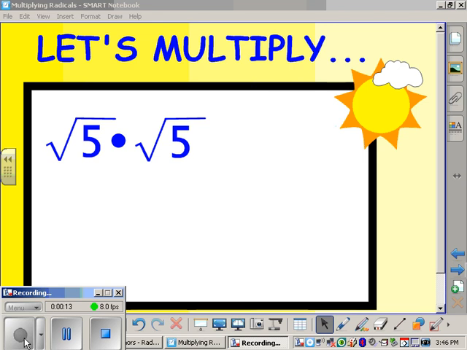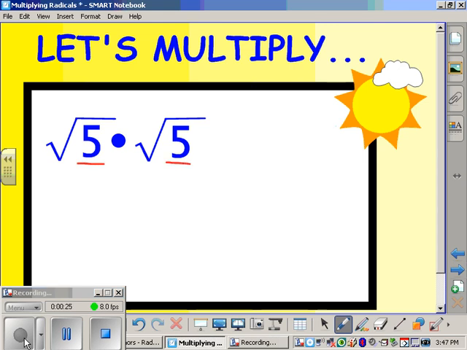This first problem says radical 5 times radical 5. When you're multiplying radicals, you can simply multiply the numbers under the radical symbols together and then simplify from there. So let's multiply 5 times 5, giving us 25 under the radical symbol. Now we will simplify radical 25, and the answer is just 5.